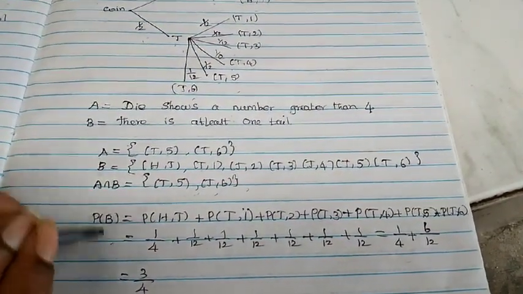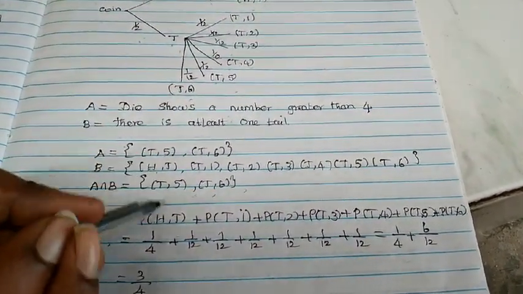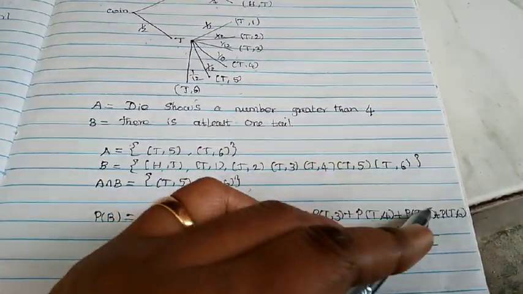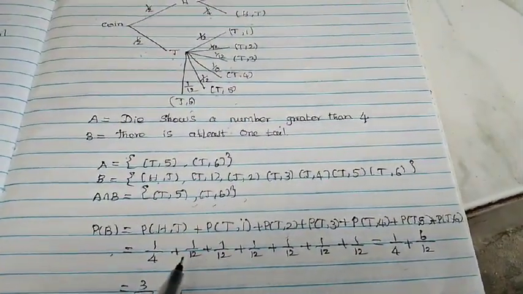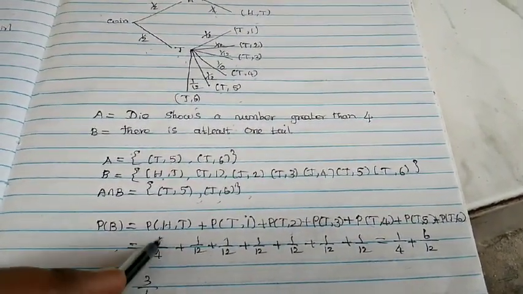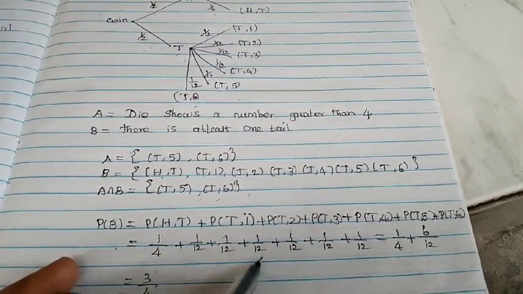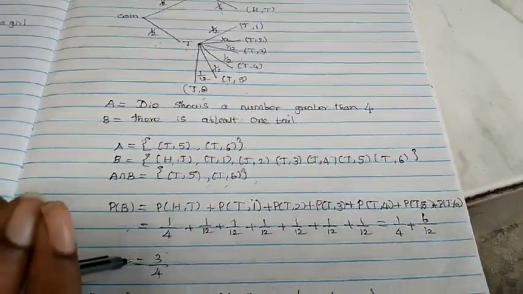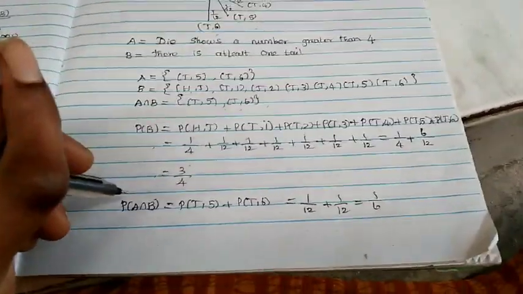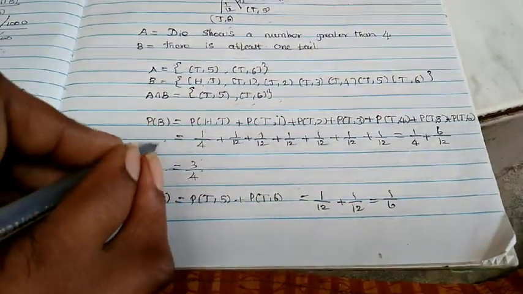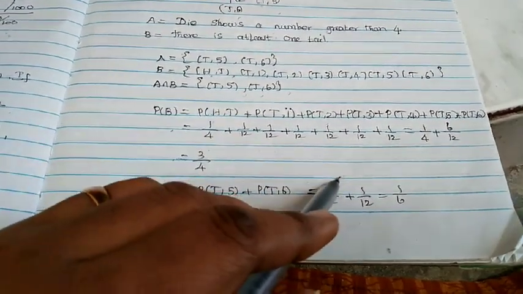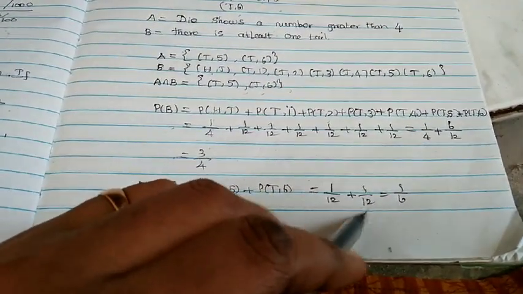First we want to find P of B. P of B is P of H comma T plus P of T comma 1, plus P of T comma 2, plus P of T comma 3, plus P of T comma 4, plus P of T comma 5, plus P of T comma 6. All values we already found. So 1 by 4 plus 1 by 12 plus 1 by 12 plus 1 by 12 plus 1 by 12 plus 1 by 12 plus 1 by 12. Finally we get 1 by 4 plus 6 by 12. Simplifying, we get 3 by 4. Next we find P of A intersection B. We get only 2 terms: P of T comma 5 plus P of T comma 6. P of T comma 5 is 1 by 12 and P of T comma 6 is also 1 by 12. So 1 by 12 plus 1 by 12 means we get 1 by 6.